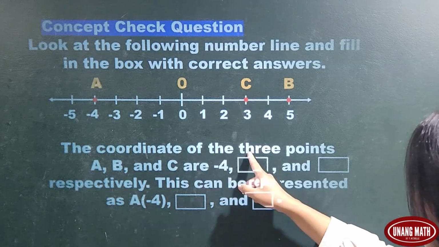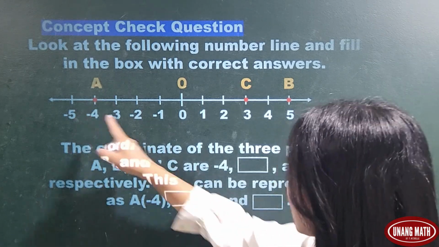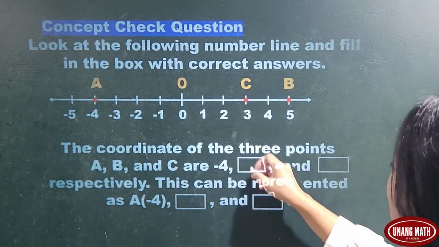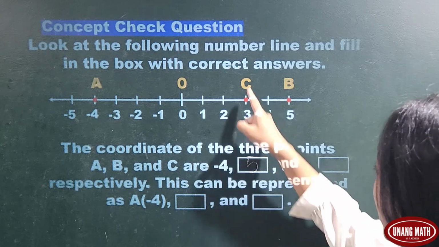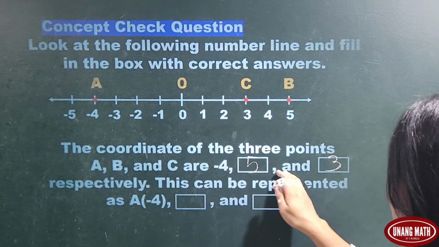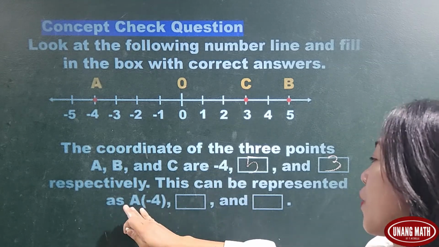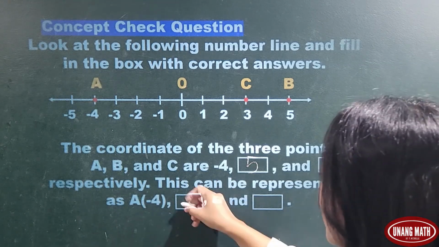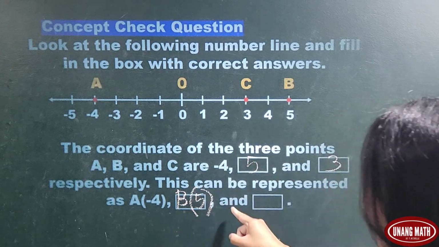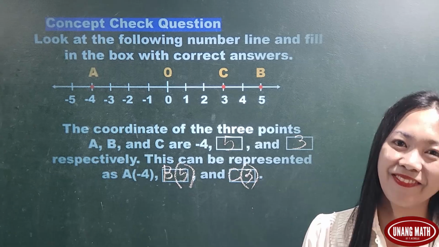So the coordinate of the 3 points A, B, and C are, okay, for point A, it's negative 4. What about for point B? This is 5. And for point C, 3. Okay, we have negative 4, 5, and 3 respectively. This can be represented as, the coordinate of point A is negative 4. The coordinate of point B is 5. And the coordinate of point C is 3.